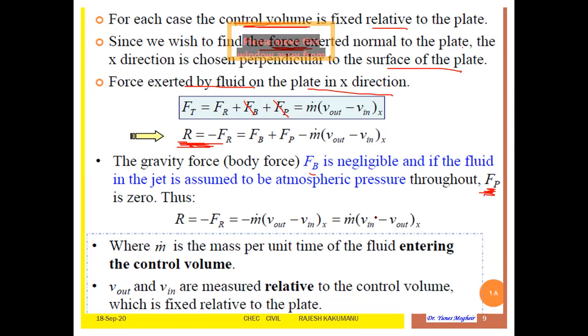So when we convert this to positive, it is V in minus V out in the x direction, where m is the mass per unit time of fluid entering the control volume. So in the control volume, the mass m per unit time is flowing. Then V out and V in are measured relative to the control volume, which is fixed relative to the plate, right?